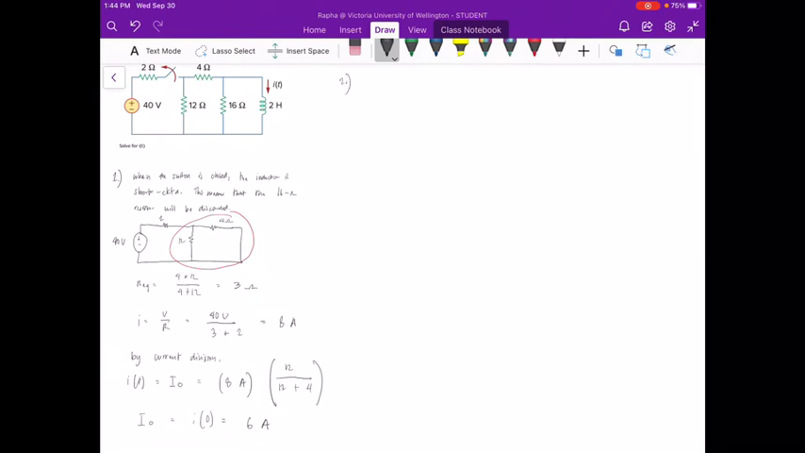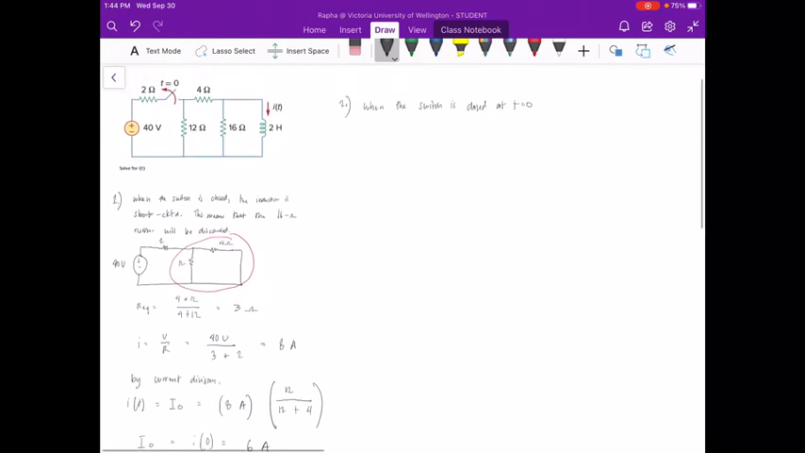So for the second part, we have when the switch is closed at t equal to 0. So when the switch is closed, we can redraw. No, this is wrong. When the switch is opened, rather.